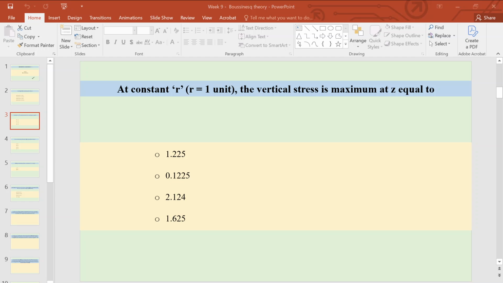I hope you are familiar with the concept of Boussinesq theory and stress distribution. You know the formulas, the Boussinesq influence factor. Hello? Are you familiar with the concept of Boussinesq theory, the Boussinesq influence factor, the respective formulas and the problems?